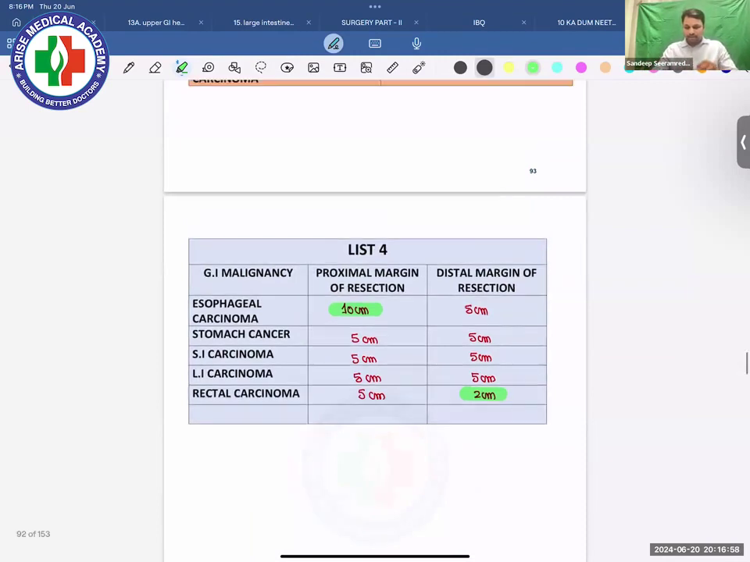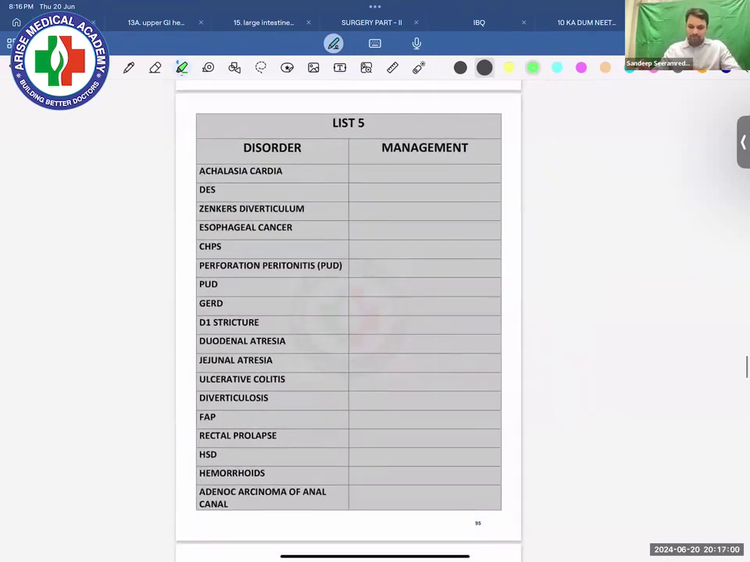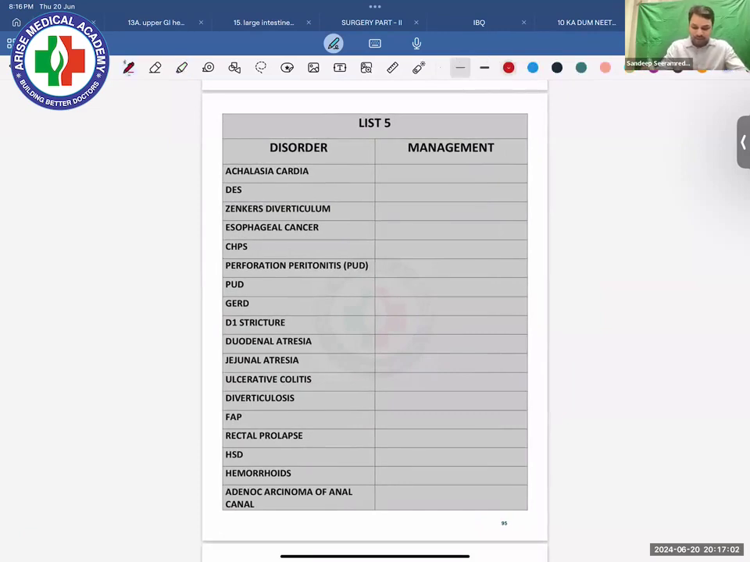So this is about your list number 4. List number 5. What are the management surgery names you have to tell me? Now, for achalasia cardia, it is going to be your Heller's cardiomyotomy.